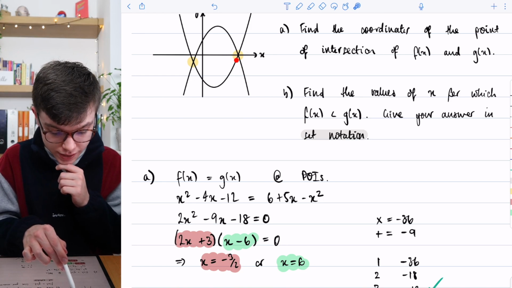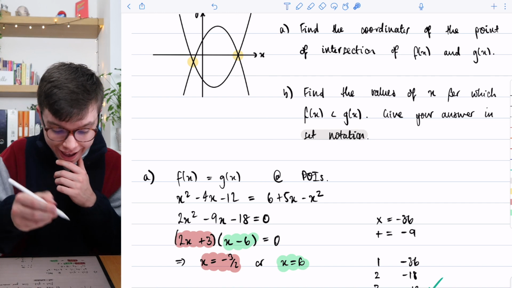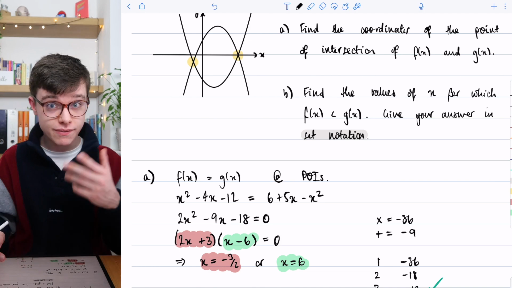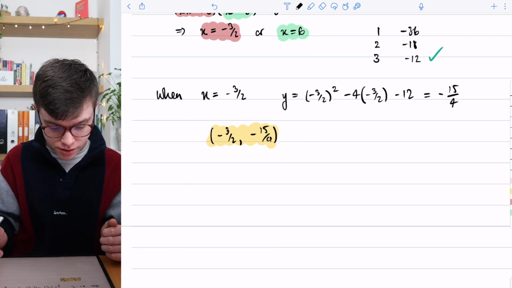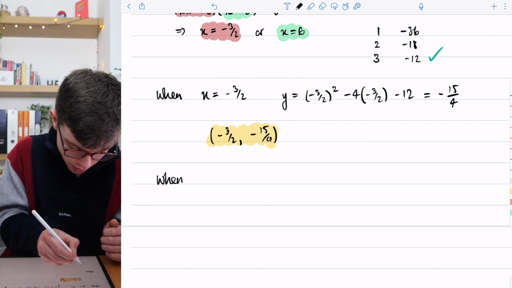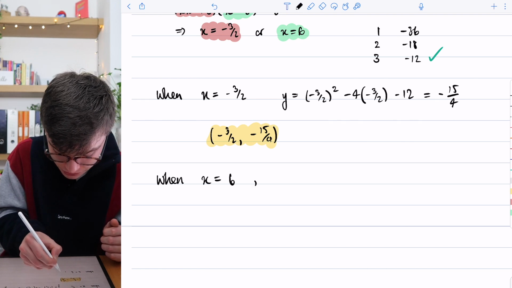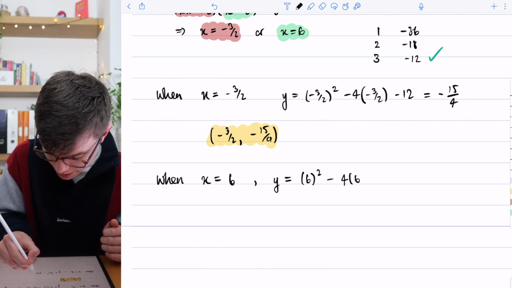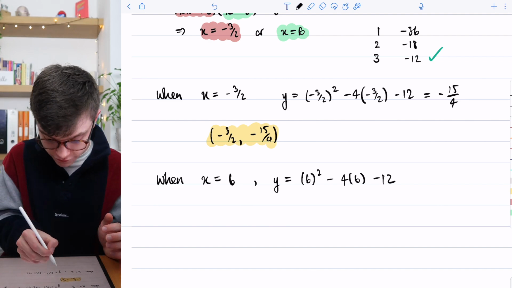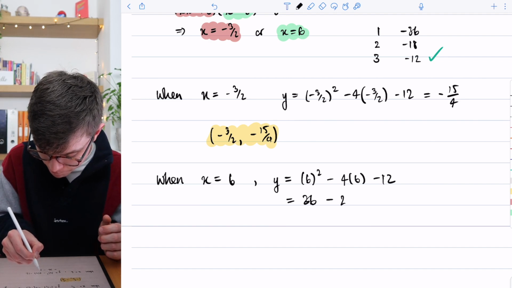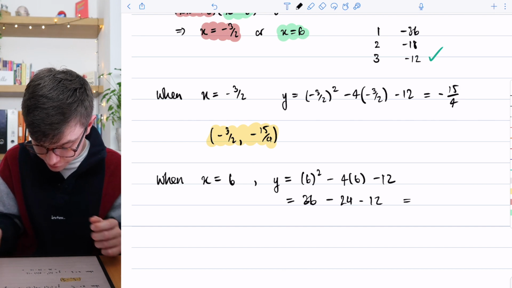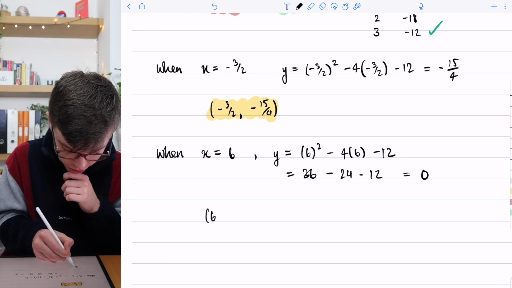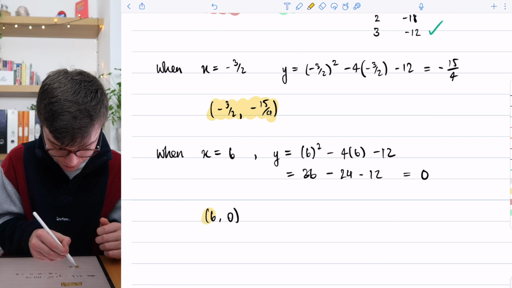From the sketch, and they gave you this sketch, so it's got to be correct, we can see we're on the x-axis, but we're not going to take that for granted because that would give us y equals 0. We're actually going to check whether that's true. So when x is equal to 6, we have y equal to 6 squared minus 4 times 6 minus 12. That does give you 0 because we get 36 minus 24 minus 12. So the next point of intersection is 6, 0.